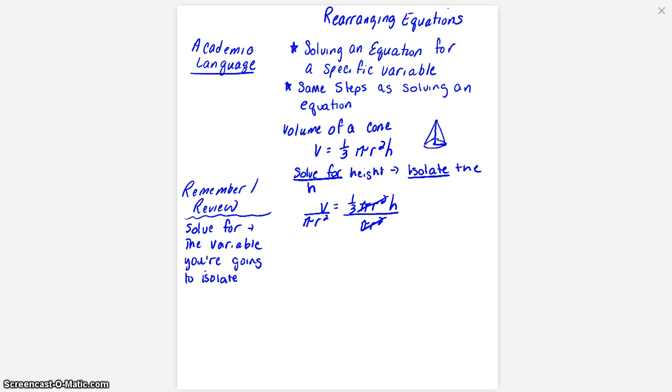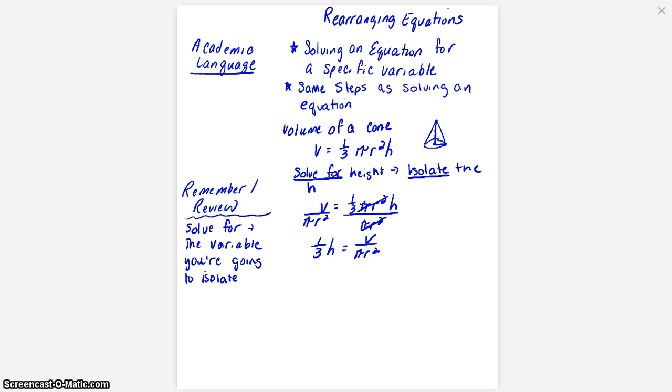So now what do we have? I'm going to start actually with the right side. I still have 1/3 times h, so I'm going to put that here on this side, equals v over pi r squared, and that just stays like that. You can't do anything about it.